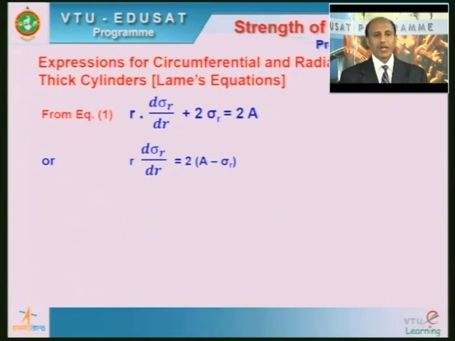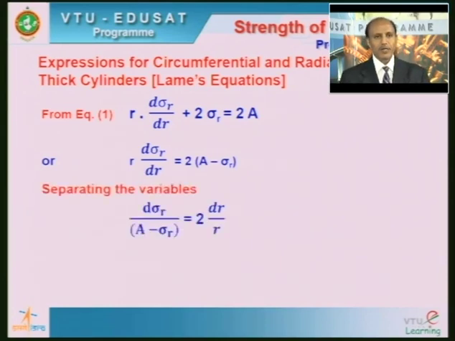So, we just try to check equation 1. We have written as, R into d sigma R by dr plus 2 times sigma R equal to 2 times A, right. So, we are just trying to bring that equation back here, and then we now try to rearrange this further. So, R into d sigma R, I am just trying to push this 2 times sigma R to the right and then trying to simplify that particular equation.